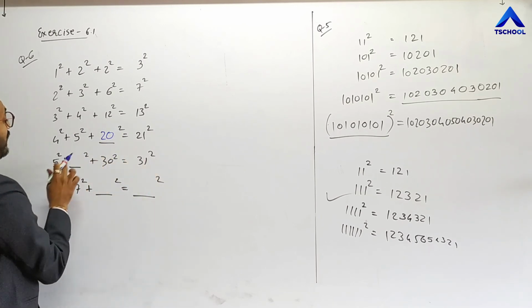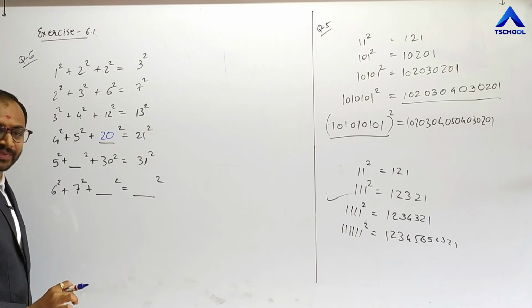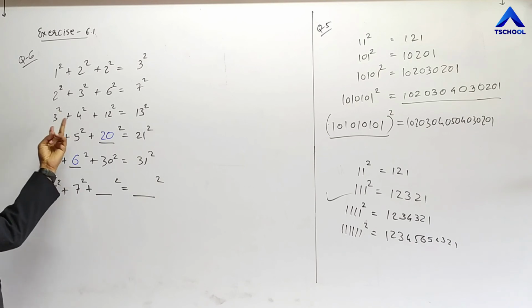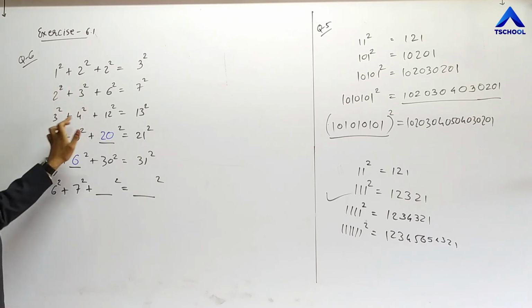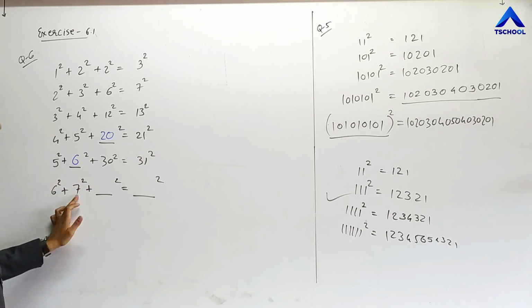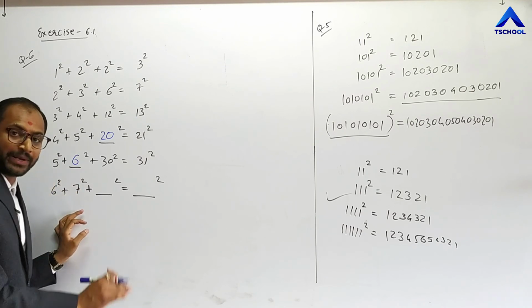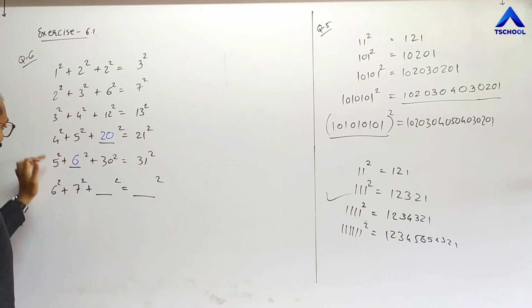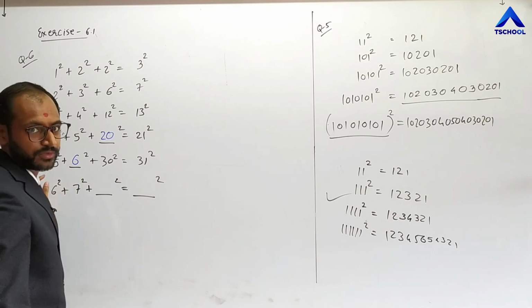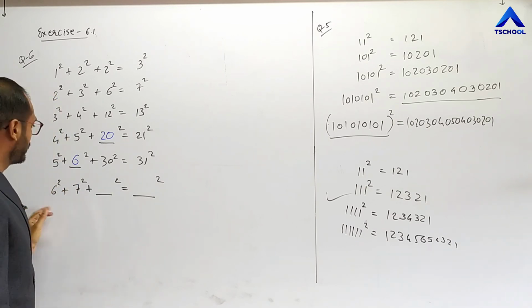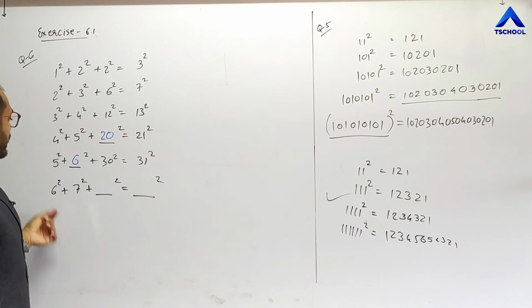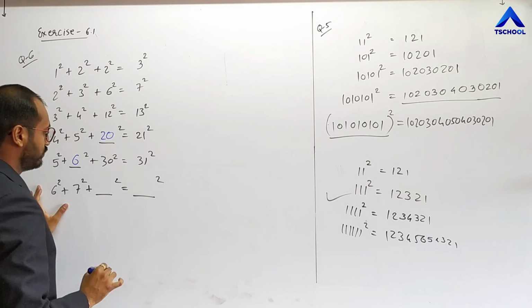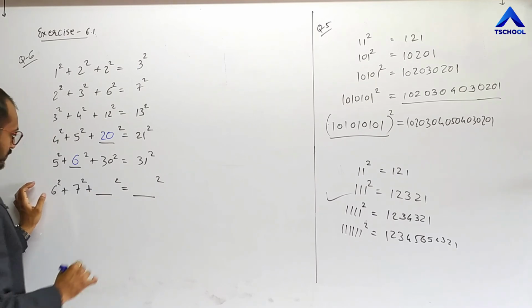Again 5 6s are 30. See this series pattern. We are multiplying with the next digit: 1 2, 2 3, 3 4, 4 5, 5 6 and 6 7. We are multiplying with the next digit, and this digit is repeating in the next one. Clear? So you can use this 6 outside here also by using this pattern. So here 6, so 6 square. Now again 6 7s are 42. Clear?